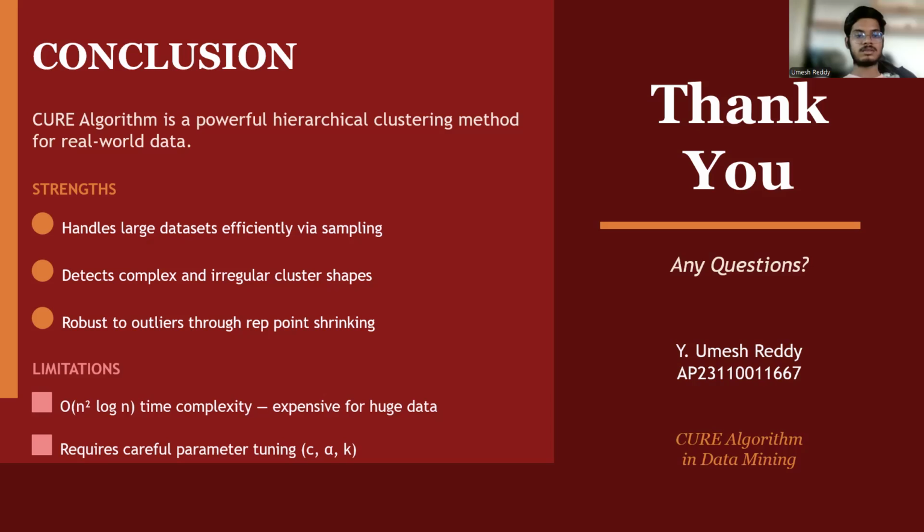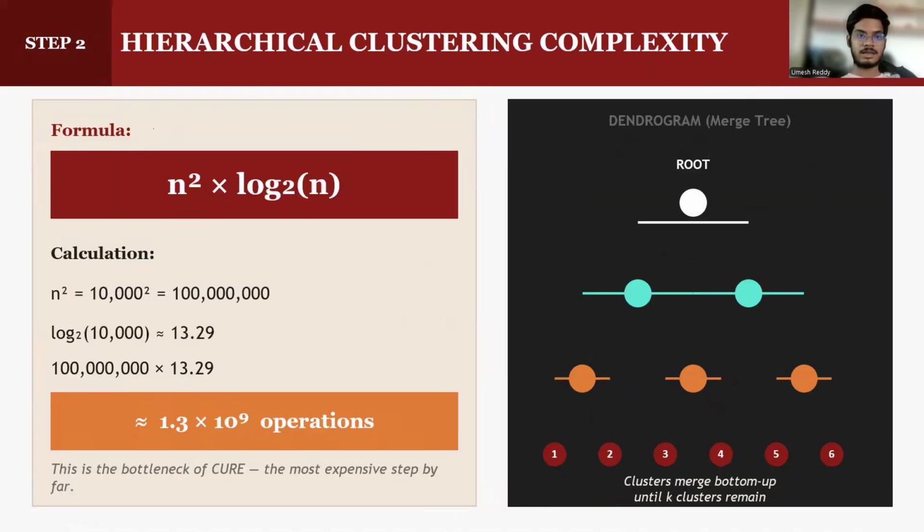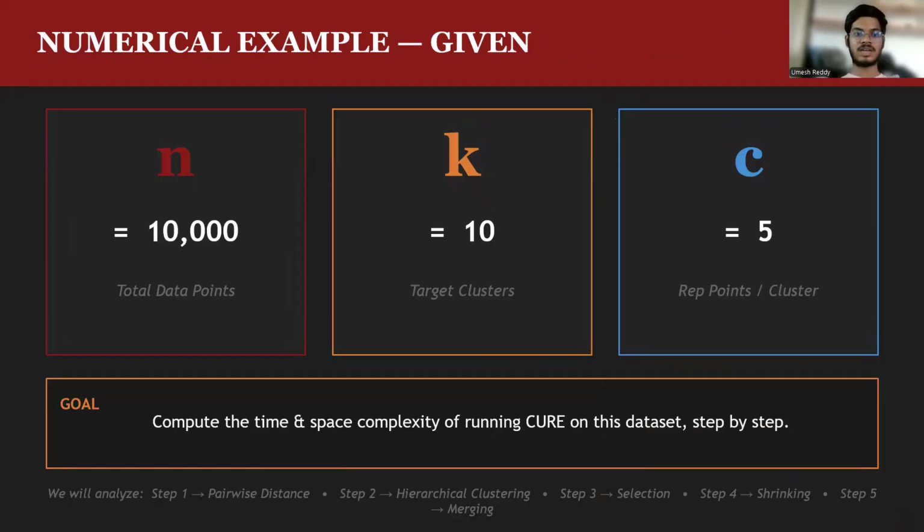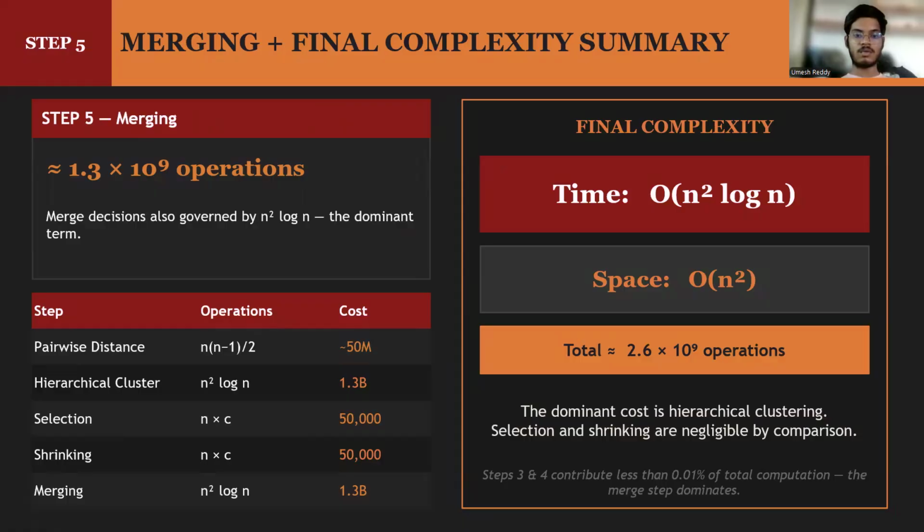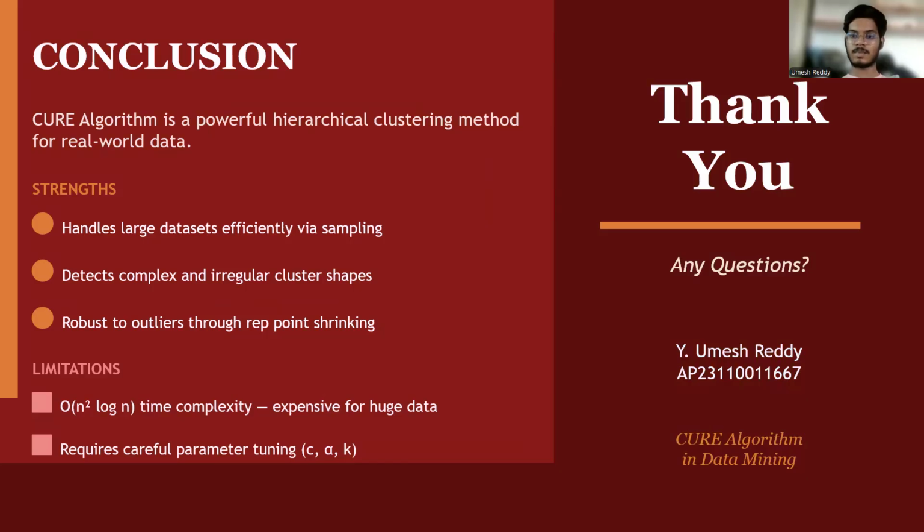Coming to the limitations, order of n square log n has high time complexity, so it can be reduced to order of n or order of log n, which is better for optimizing the CURE algorithm. It also requires more parameters like c, alpha, and k. To calculate these five steps, we need the values of n, k, and c. Based upon these n, k, c values, you can calculate those five steps.